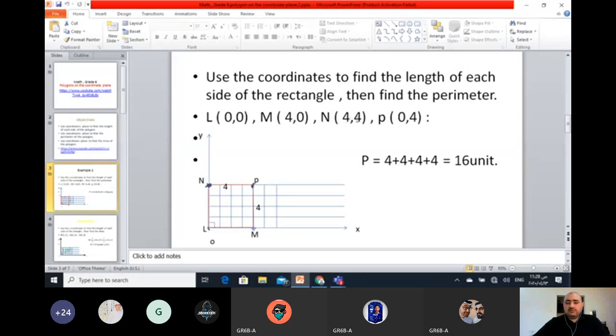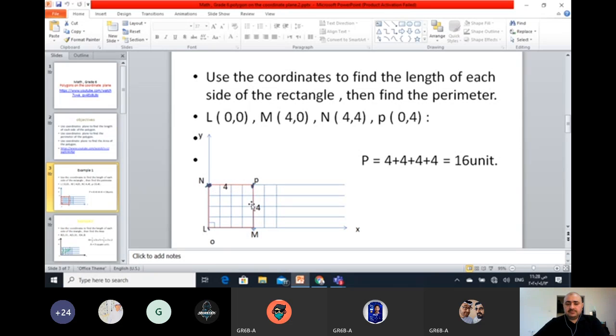Then N 4 4. 4 in X, 4 in Y. This is 4 in X, then go up 4 units, 1, 2, 3, 4. So this is N. Now P 0 4. 0 in X means no location in X. 4 in Y means represent the point just in the Y in the 4 units. This is 1, 2, 3, 4. Now match between the points. Draw line from N to P, from P to M, from M to L, from L to N.